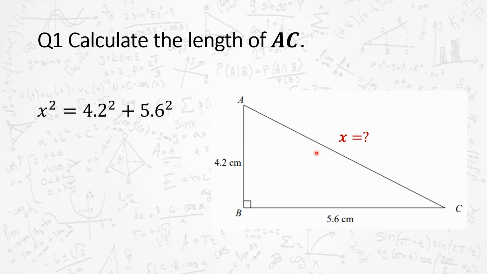I have x squared equals 4.2 squared plus 5.6 squared. All you need to do is put your equation into the calculator. Then we have x squared equals 49. Because 49 is x squared, therefore to find the length, we need to square root this answer. So x equals root 49 equals 7 with unit centimeters.